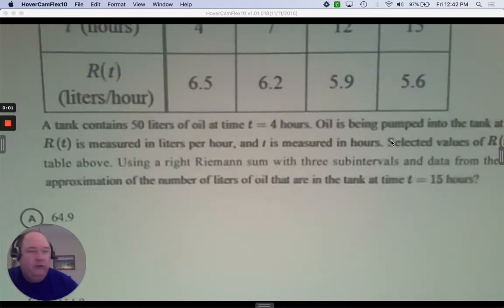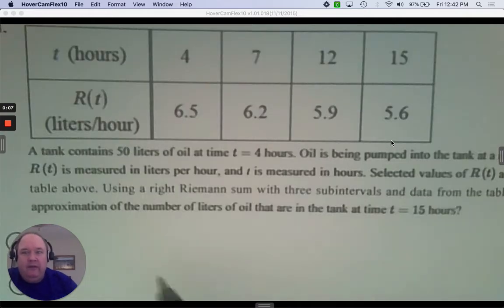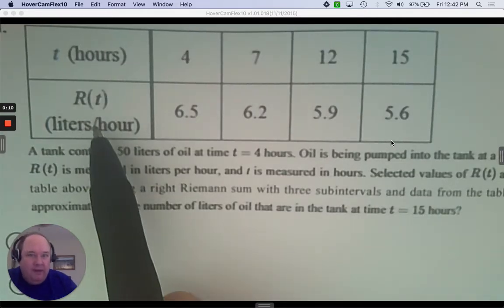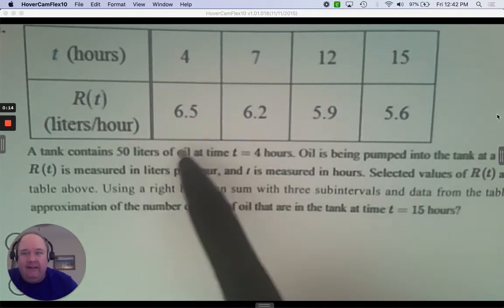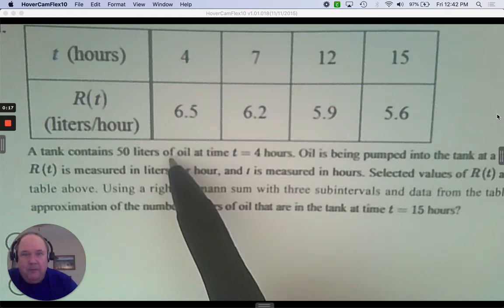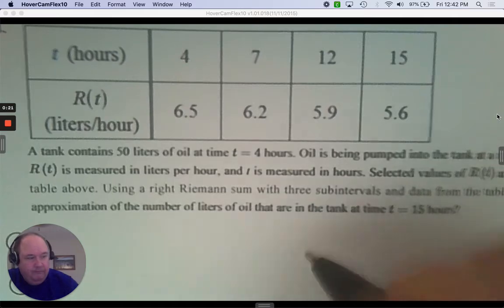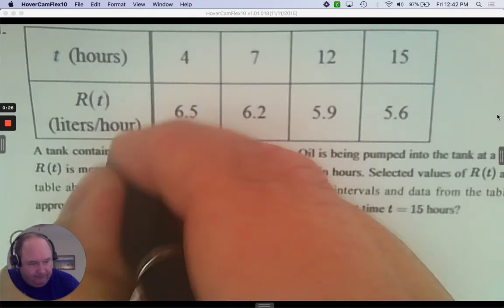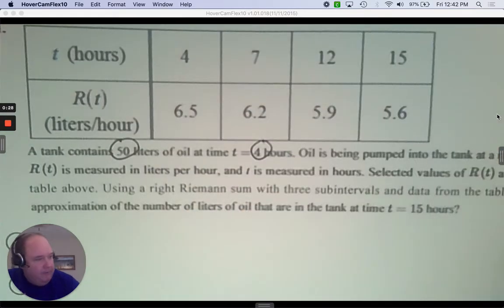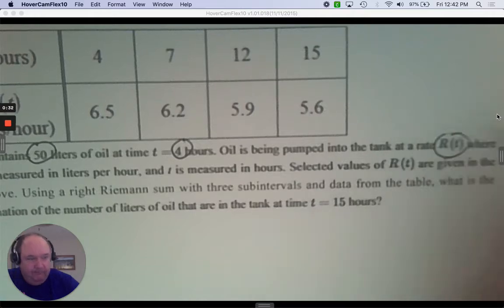All right, here's your support for the AP Classroom assignment for Unit 6. You're given a table of values, and this is a rate table of values. A tank contains 50 liters of oil at T equals 4 hours. Oil is being pumped into the tank at the rate that you see above. That's going to be important.